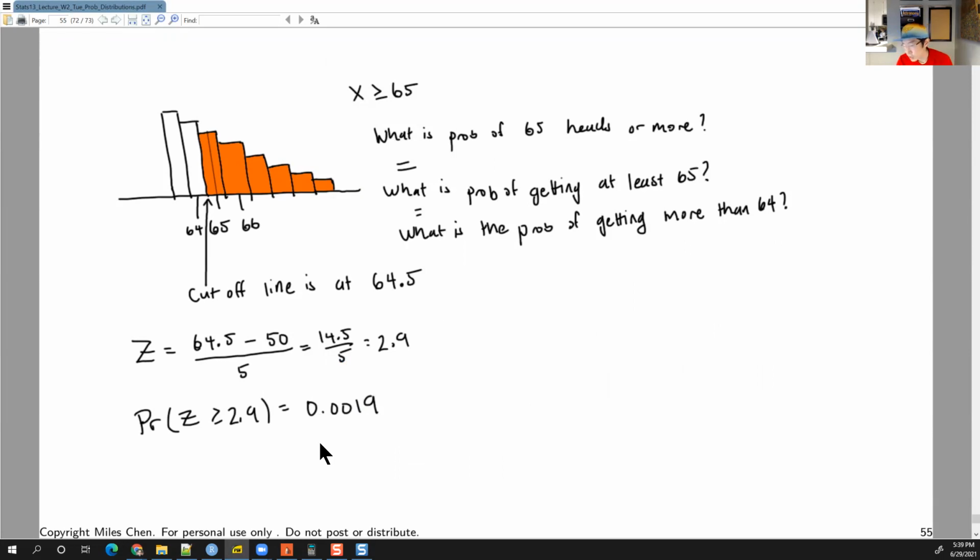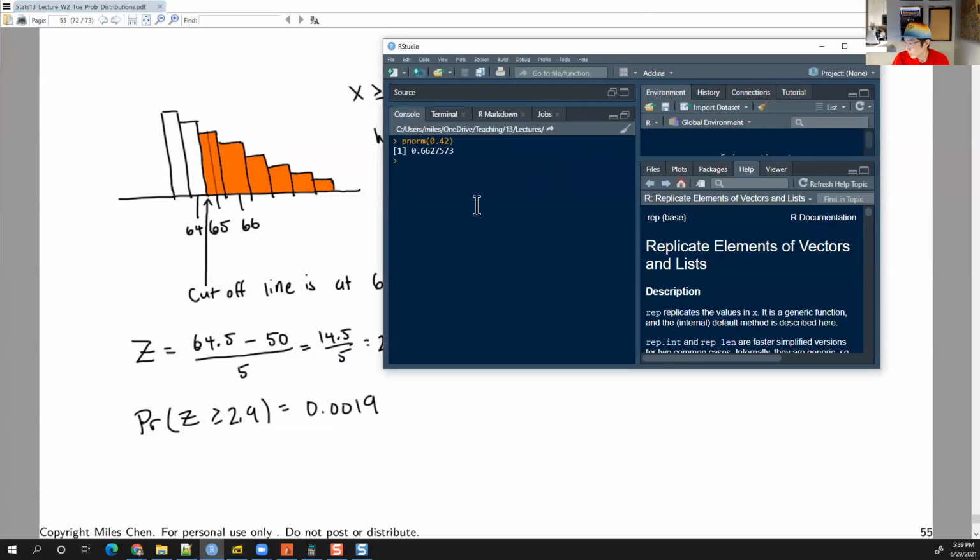Okay, so why is our cutoff value at 64.5? Let me see if I can better illustrate this with a little graphic.